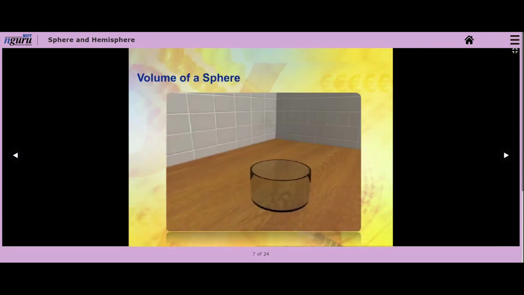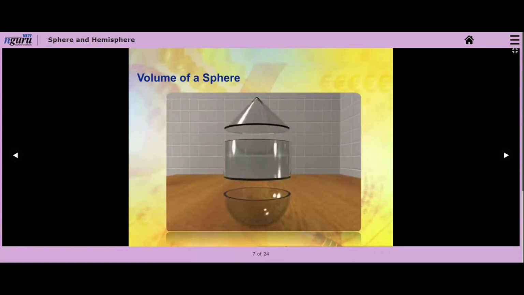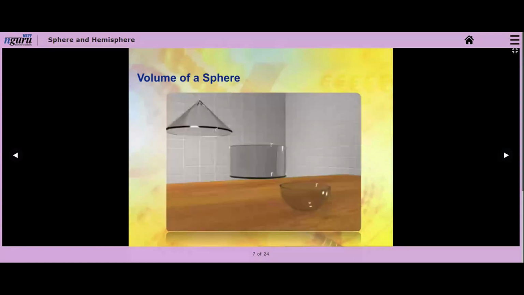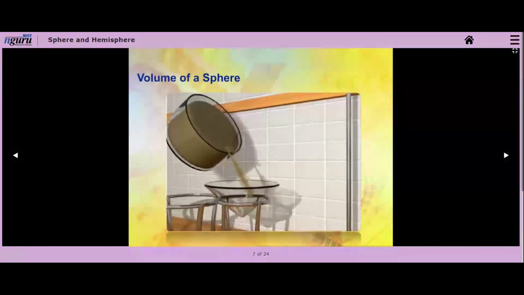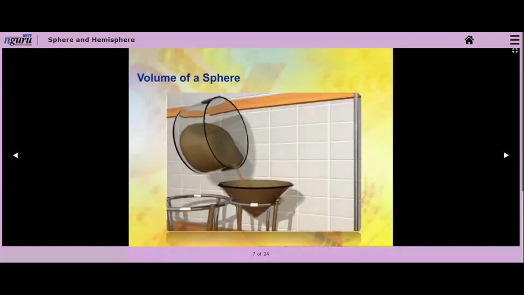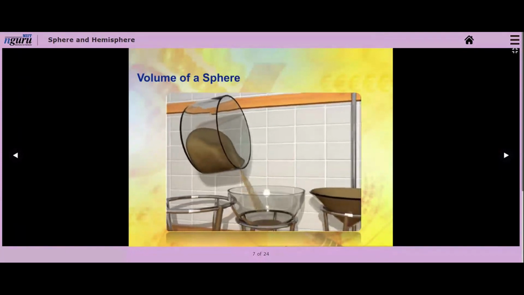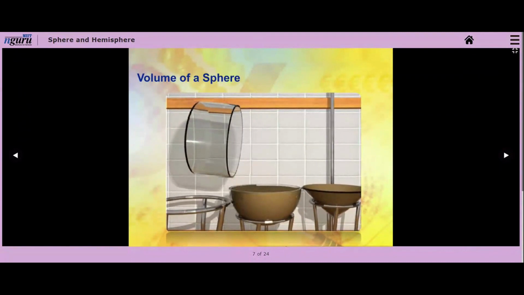Let's now find out the formula for the volume of a sphere. Consider a cylinder, a cone, and a hemisphere. All the solid objects are of equal radius, r. The cylinder and the cone are of equal height, h. Here, h is equal to r. Fill the cylinder with sand. Pour the sand from the cylinder into the cone until the cone is completely filled. Pour the leftover sand from the cylinder into the hemisphere. Observe that the hemisphere is completely filled.